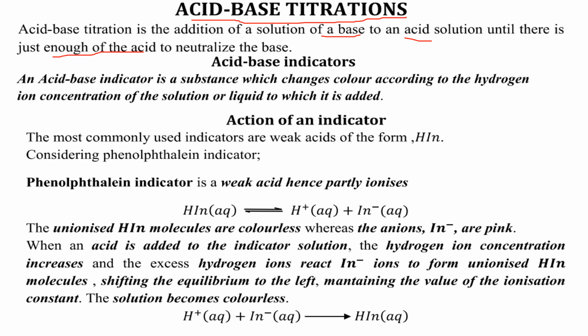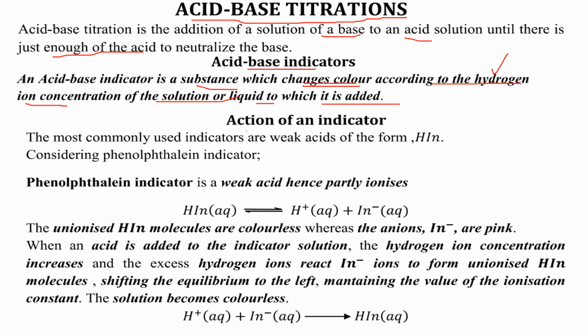Now let's proceed with acid-base indicators, and here we are saying that an acid-base indicator is that substance which is going to change color according to the hydrogen ion concentration of the solution or liquid to which it's being added. So whenever you are being asked for the definition of an indicator, it's that substance which only depends on the concentration of hydrogen ions in the solution for it to change its color.